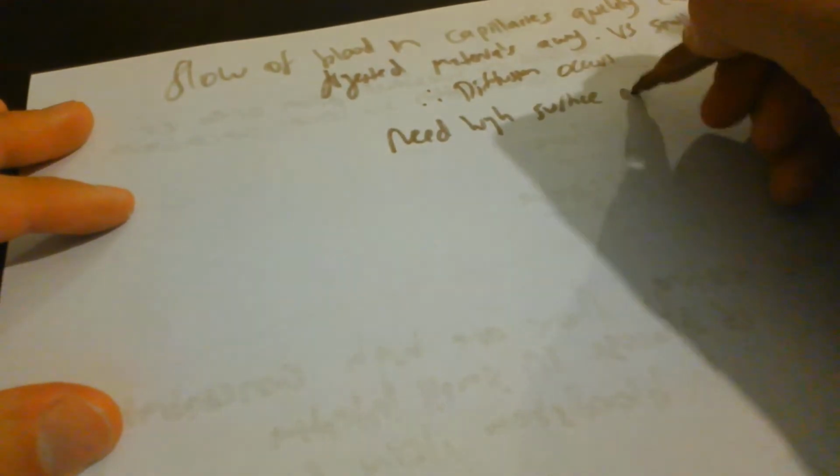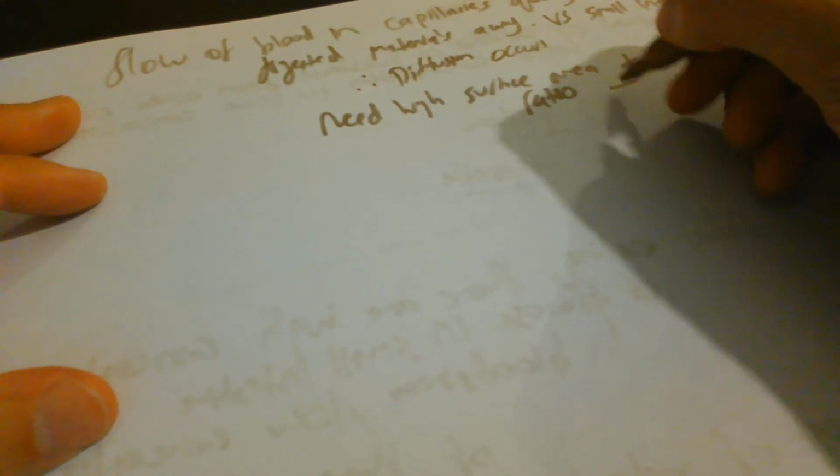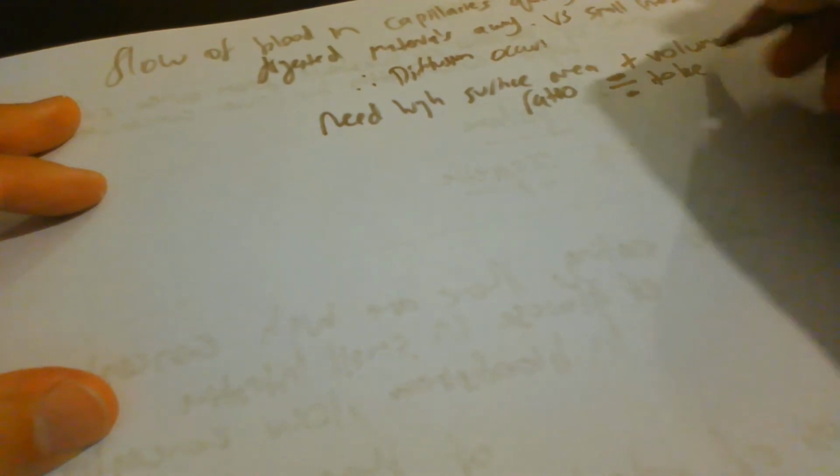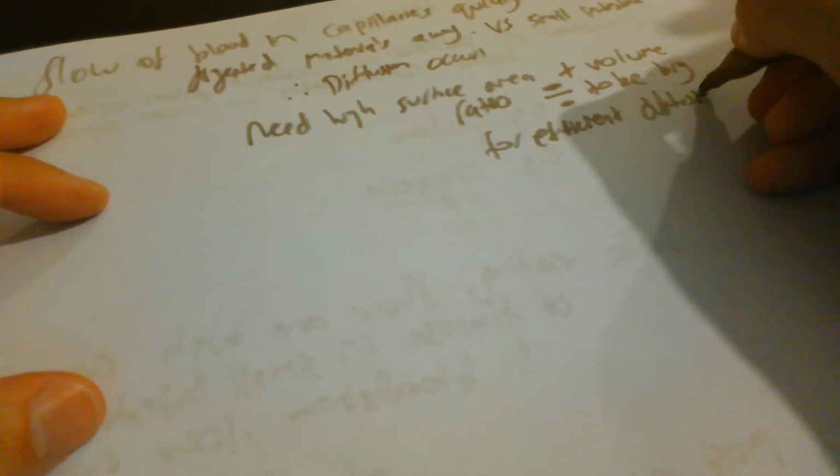So obviously, to get efficient diffusion, you need a high surface area of the villi, and the volume, to get some good diffusion. You need a high surface area, and I'll explain that soon, plus volume ratio. Think of it as a ratio, with surface area on top of the fraction and volume on the bottom. You need this ratio to be big for efficient diffusion. And let me explain this more.